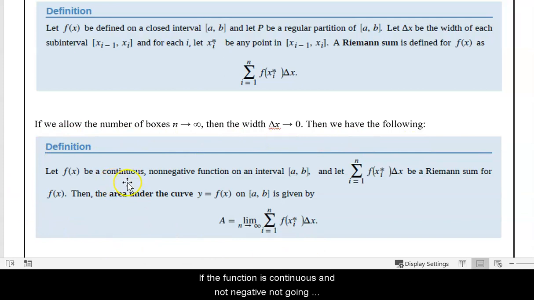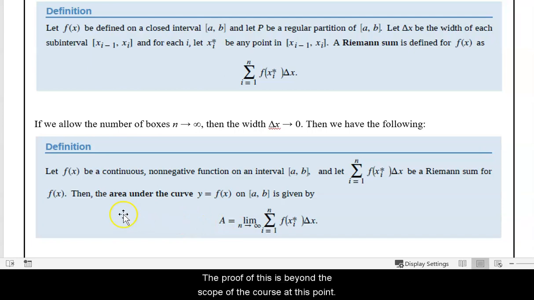If the function is continuous and not negative, not going below the x-axis between a and b, then you can let f of x sub i star times delta x be the area of each rectangle. When you take the sum from i equals 1 to n, you're adding the area of every rectangle together. We call that a Riemann sum. By taking the limit as n goes to infinity, that means delta x is approaching 0, and this gives us not an approximation for the area, but the actual true area under the curve.